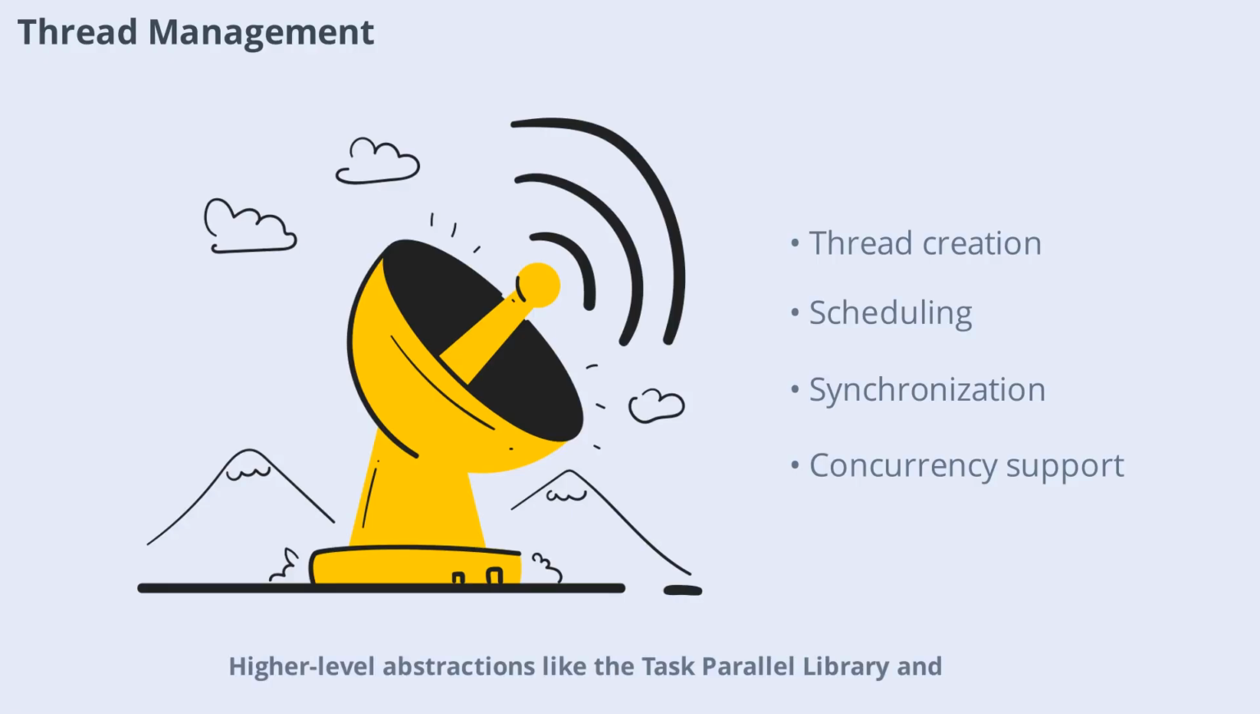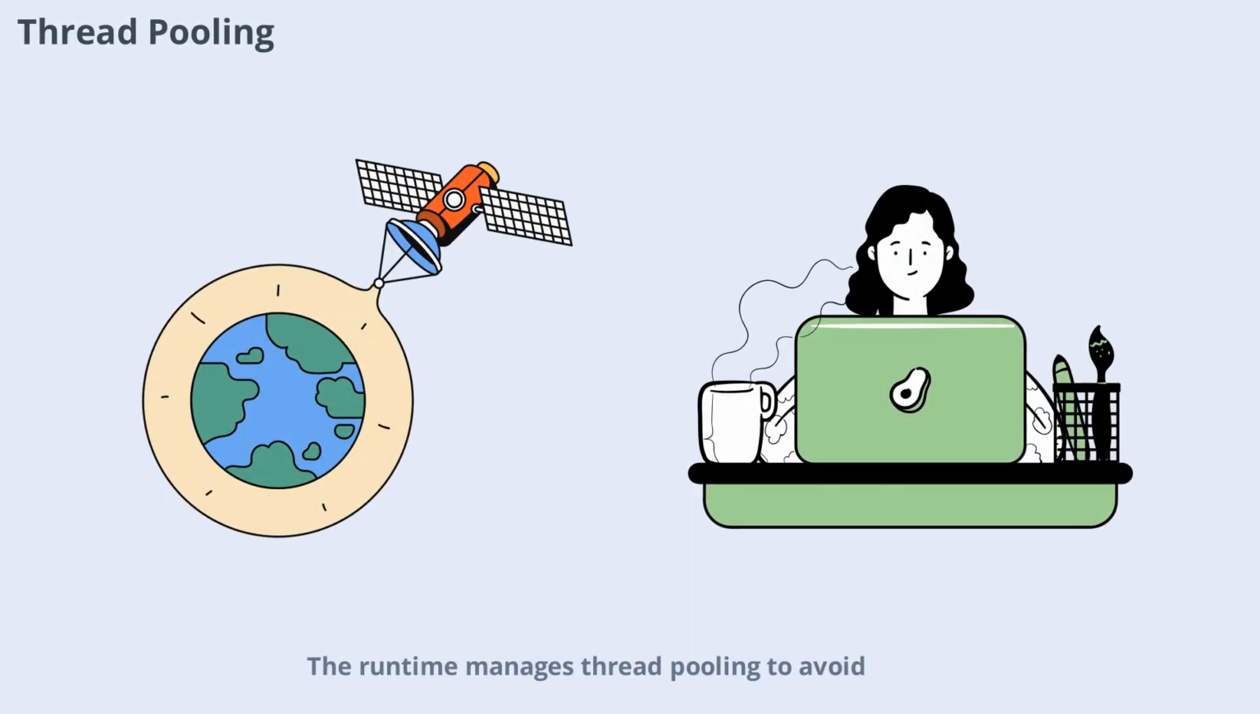Higher-level abstractions like the Task Parallel Library and async/await are built on top of these runtime services, making concurrent programming easier for developers. The runtime manages thread pooling to avoid the overhead of constant thread creation and destruction. It also provides synchronization primitives like locks and monitors, ensuring thread-safe access to shared resources. This allows developers to write scalable, concurrent applications without dealing directly with OS-level threading complexity. The CLR's thread management is a foundation for modern, high-performance software.